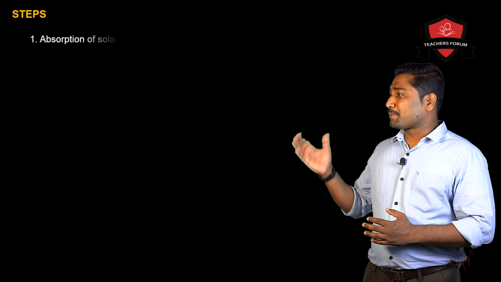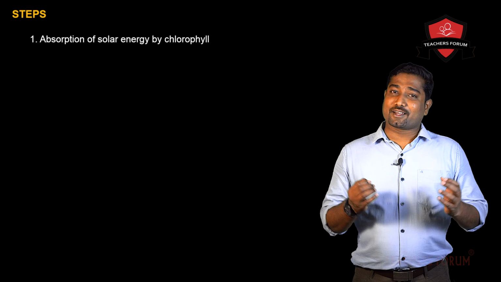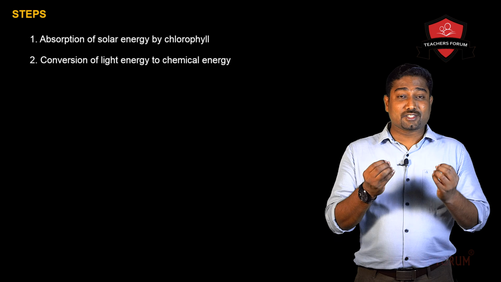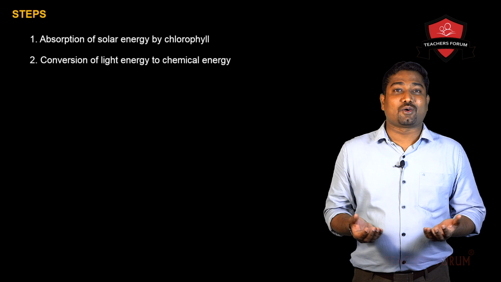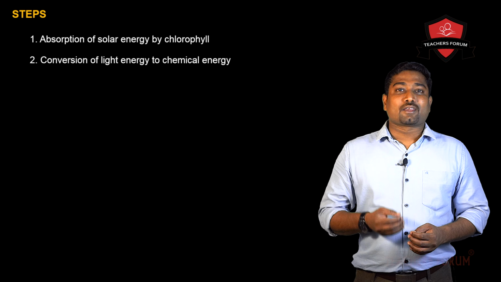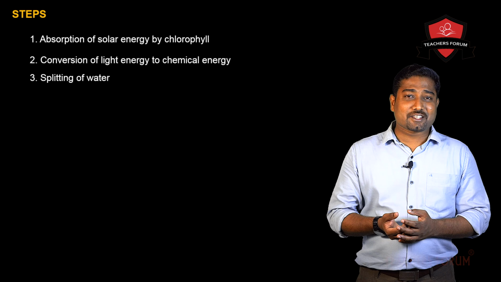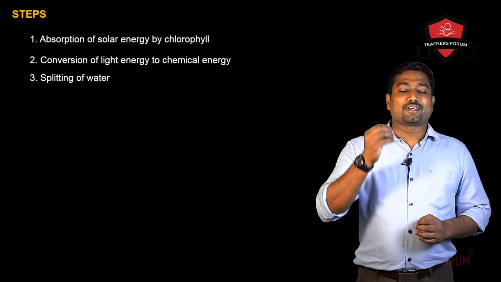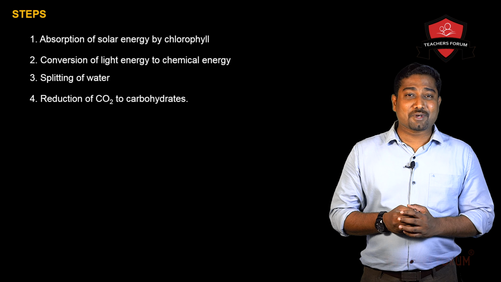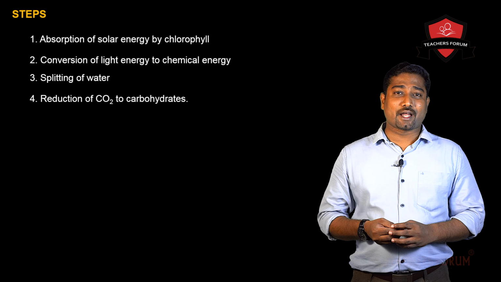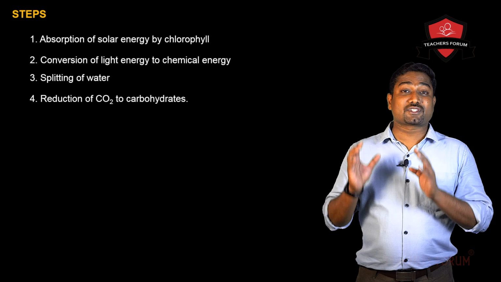So we can say the whole steps involved in photosynthesis are: absorption of sunlight by the chlorophyll, conversion of sunlight or solar energy to chemical energy called ATP, splitting of water to release hydrogen and oxygen, and finally the reduction or conversion of carbon dioxide to glucose. The glucose can be readily used by the plant or it can be stored in the form of starch.